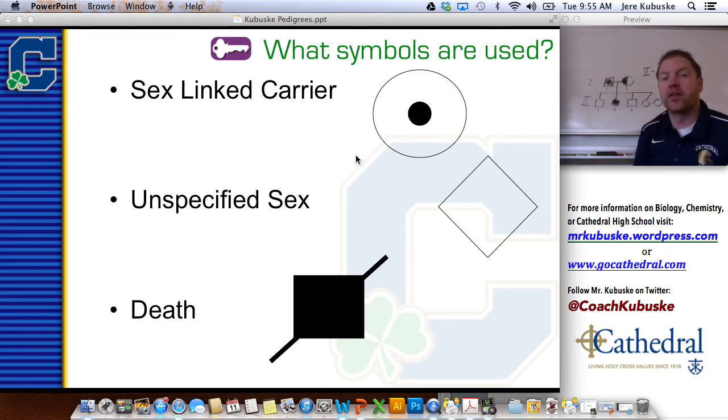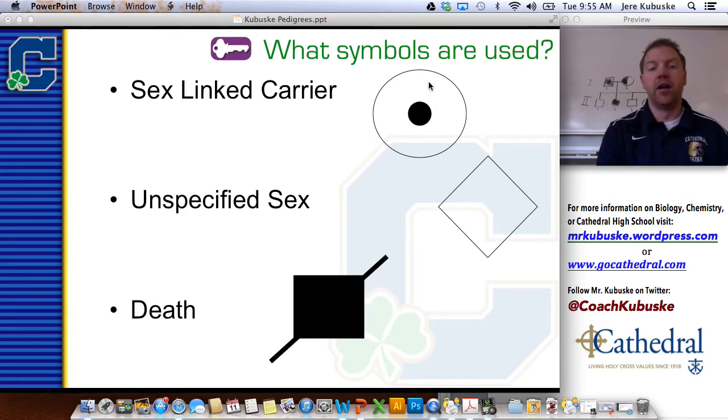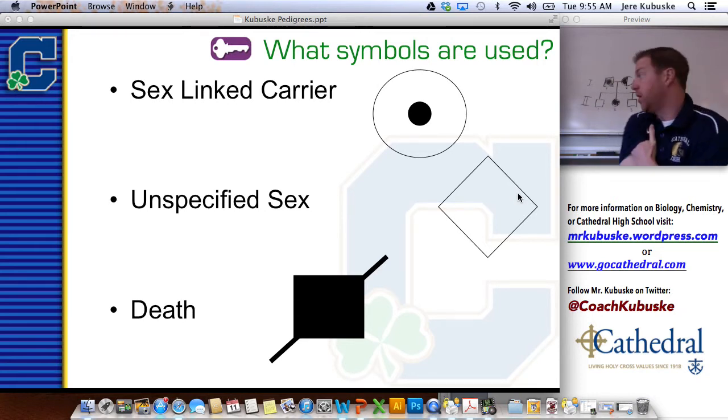If it is on the X chromosome, like let's say color blindness, if we were tracking color blindness through this family and we said mom was a carrier, then we would do a circle with a dot in the center of it. That's how we do sex-linked carriers. If two parents are expecting and they don't know the sex of the baby yet, you put something like a diamond. Or if you don't know, they had another sibling but they've never met, a long-lost sibling, you put a diamond. And then if someone in the family is to pass away, you just draw a line through.